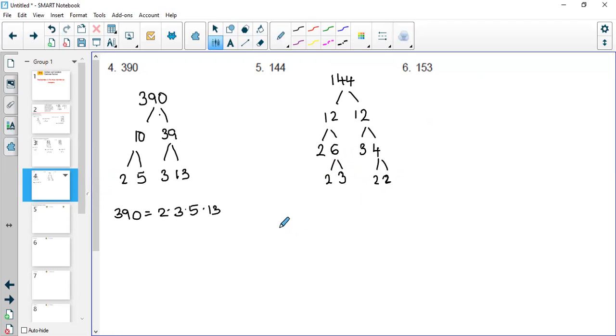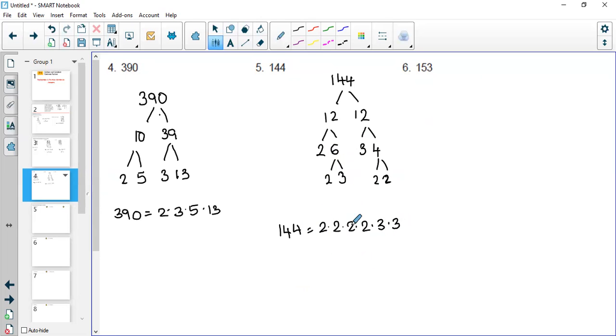So let's rearrange these factors now. 144, how many 2's do we have? 1, 2, 3, 4. So we have 2 multiplied by 2 multiplied by 2 multiplied by 2 multiplied by 3 multiplied by 3.